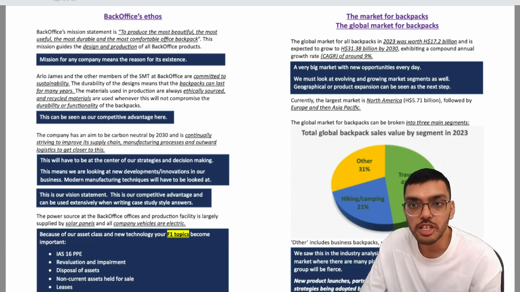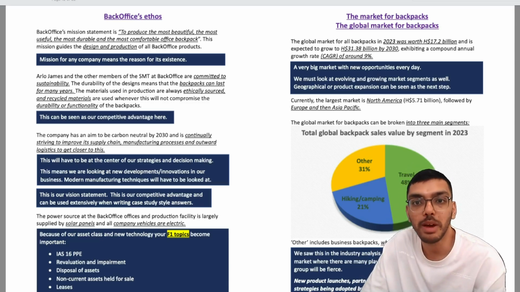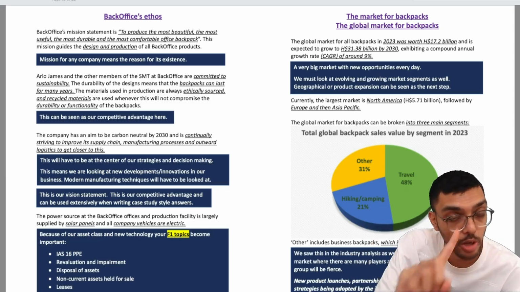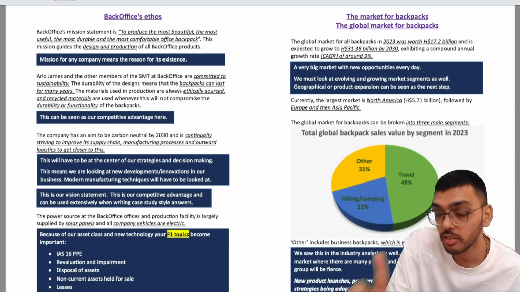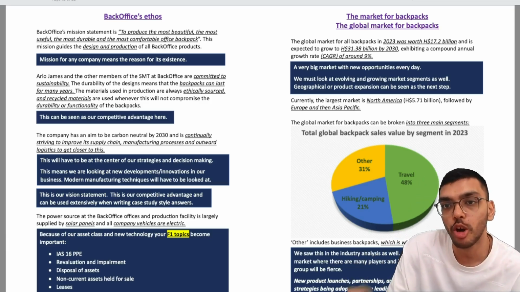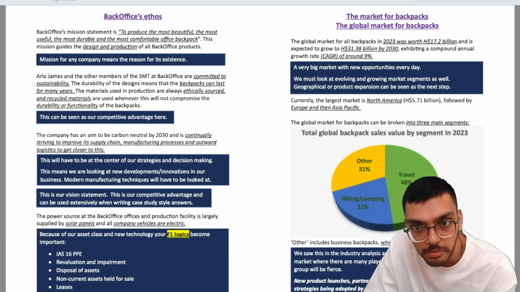Currently, the largest market is North America, followed by Europe, and then Asia Pacific. They are giving you market information here, not about BackOffice. This is market information. So the market is huge. North America is highest, then Europe, then Asia Pacific.